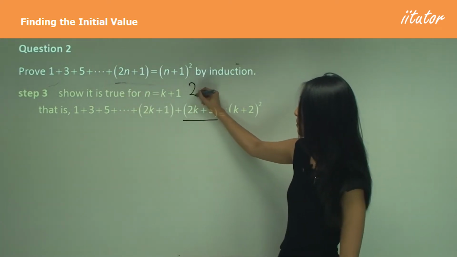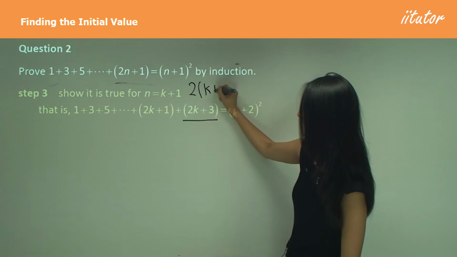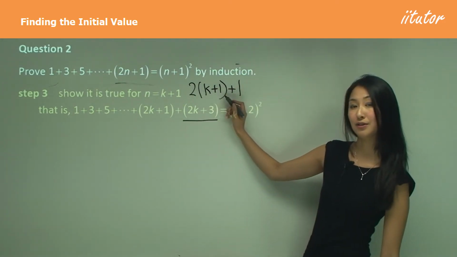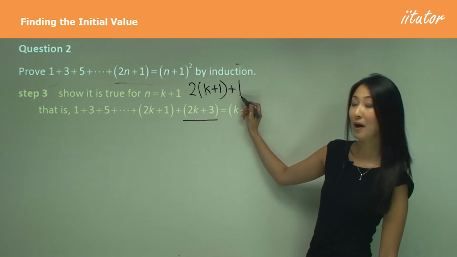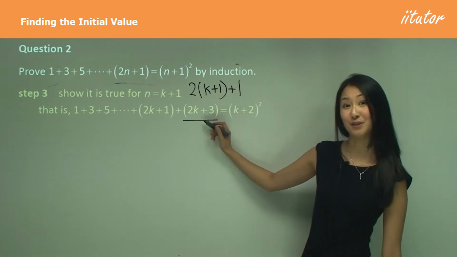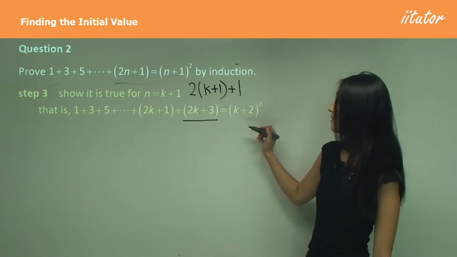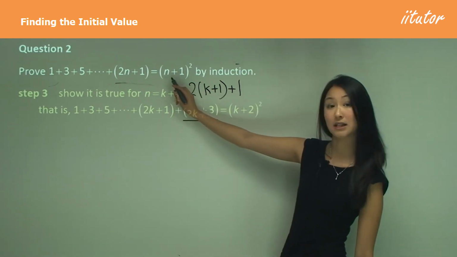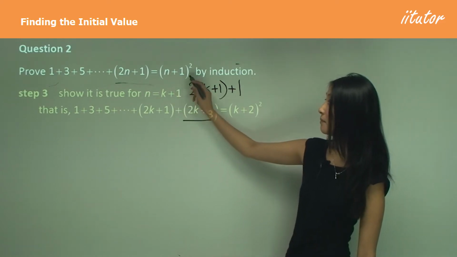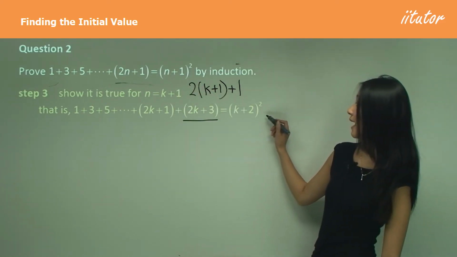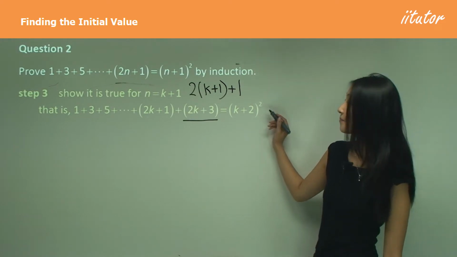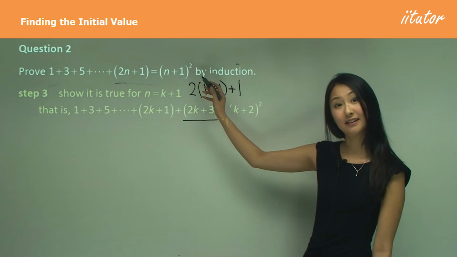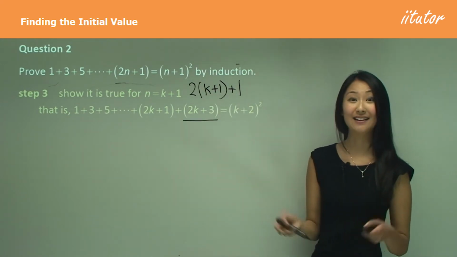So we have 2 multiplied by k plus 1 plus 1, so that becomes 2k plus 2, plus another 1 becomes 2k plus 3. So we've just worked out our extra term. Now, on the right-hand side, I've just substituted k plus 1 into n. So I have k plus 1 plus another 1, which gives me k plus 2 squared. Yeah? And this part over here is just the same as what we had originally. So it's the same as what we had in step 2.